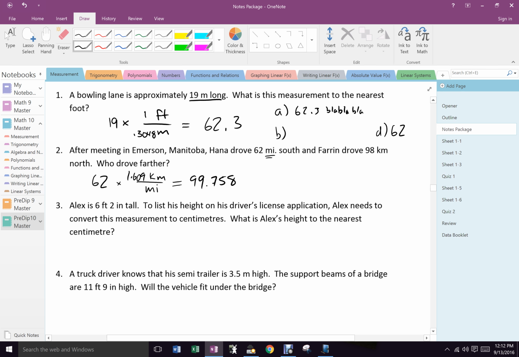99.758. So Hannah drove 99 miles. Farron drove 99 kilometers. Farron drove 98 kilometers. Who drove further? Hannah.